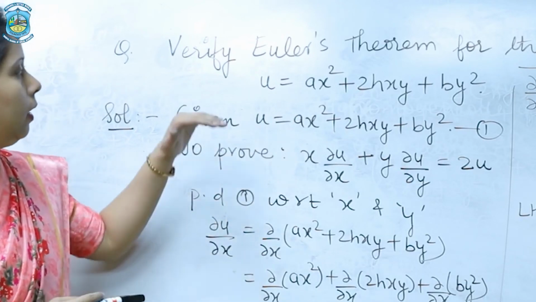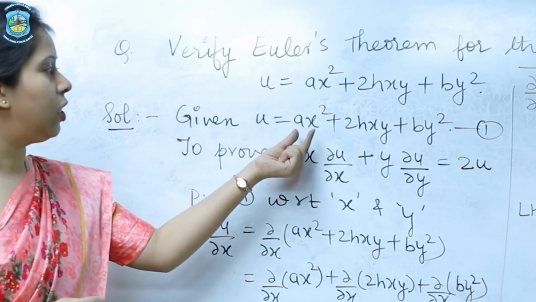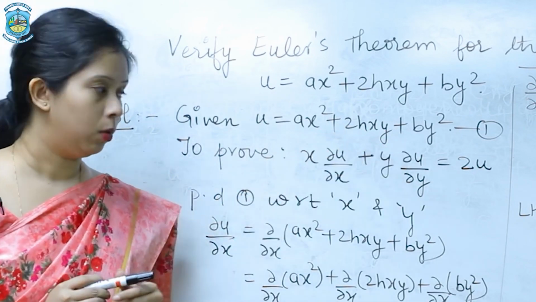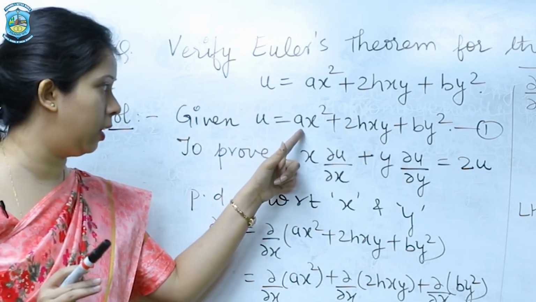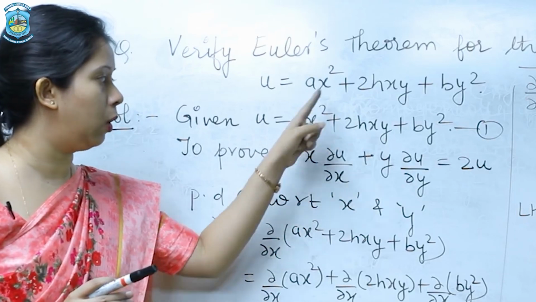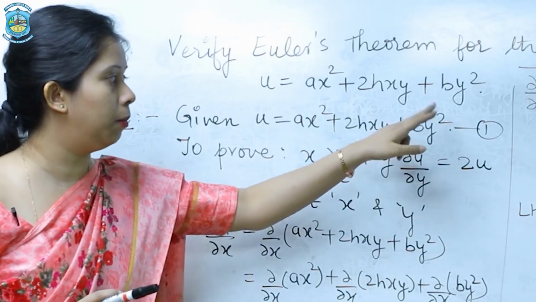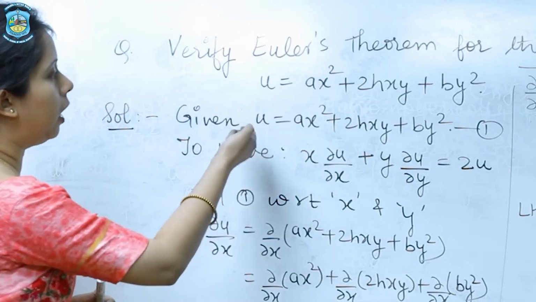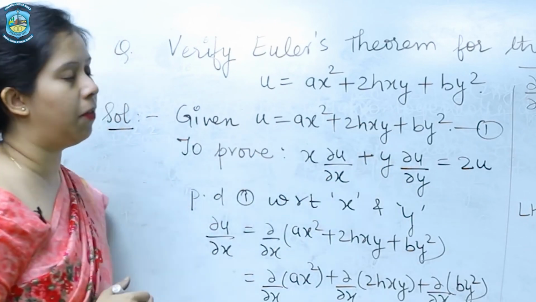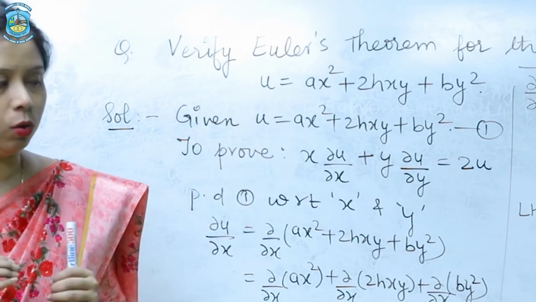So here in this particular function, each term is having degree 2. The first term is having degree 2, the second term also has overall degree 2, and for the third term the overall degree is 2. So clearly this is a homogeneous function of degree n equal to 2.